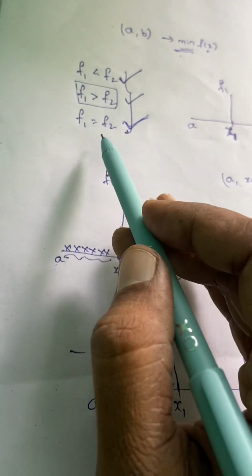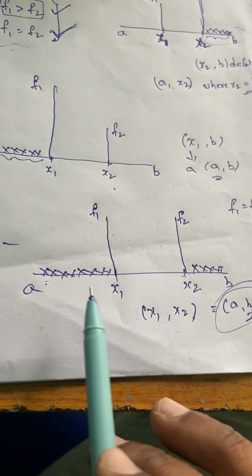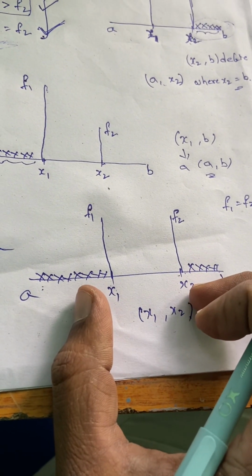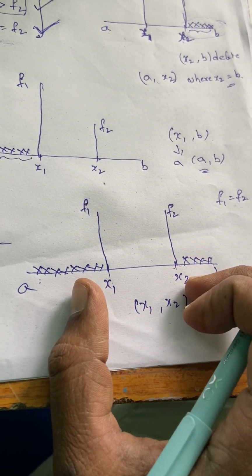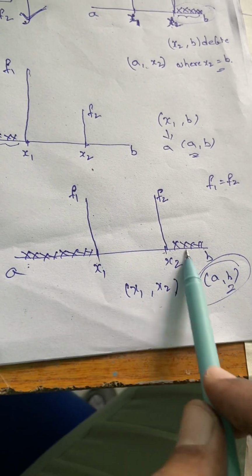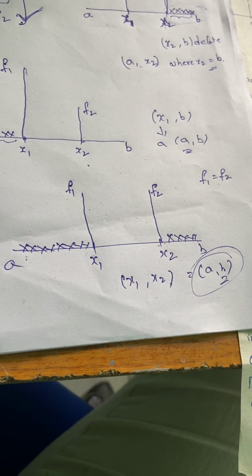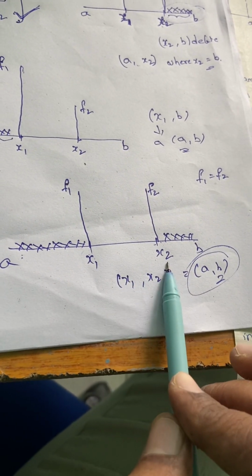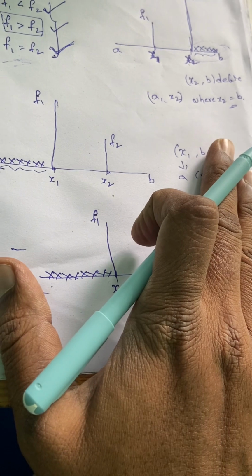Another possible outcome is f1 equal to f2, where you can see beyond x1 and x2 the value has been increasing, and between these two experiments lies the optimum value. So we are going to delete a to x1 and x2 to b, and consider the new interval between x1 comma x2. So likewise we are going to solve the optimization problems.